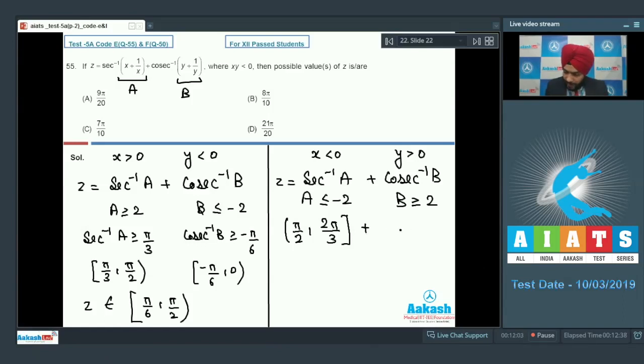Plus cosecant inverse B will lie in the interval 0 to pi by 6. Pi by 6 closed, 0 is open, because B is greater than or equal to 2, so the output has to be positive. Again, z belongs to pi by 2, adding the lower value and adding the upper value, 2 pi by 3 plus pi by 6 is 5 pi by 6.